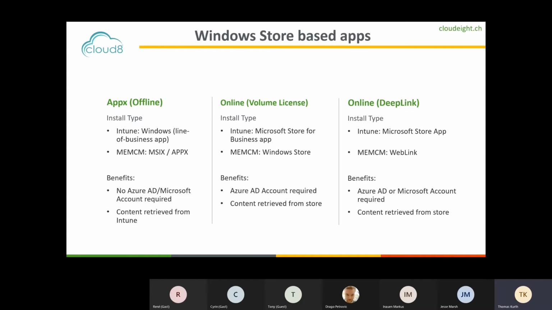The second point is the online volume license based. That's the case which I normally use. That's the Store for Business integration into Intune or Config Manager, where the application is enabled on the device and requires an Azure AD user because the license is deducted based on the Azure AD account. So a sign-in on the machine is required.